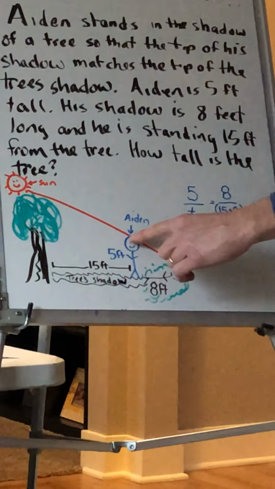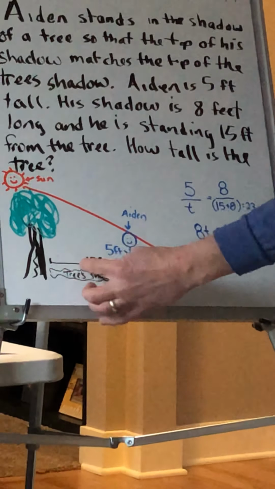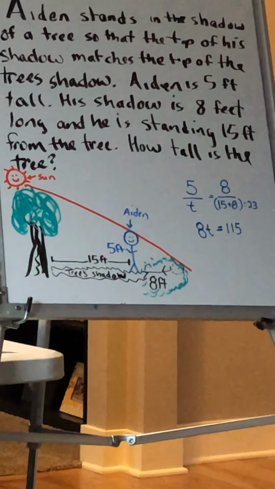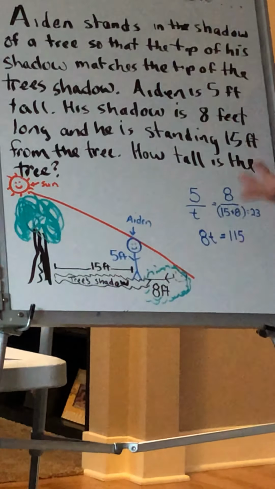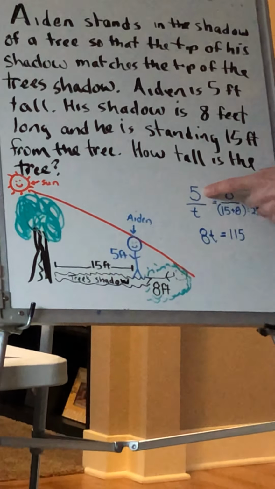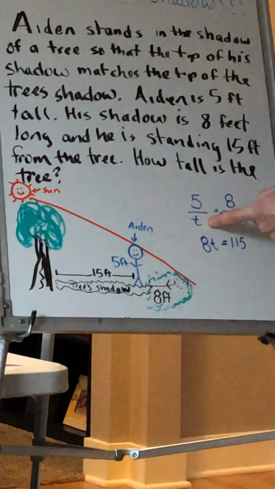It said that the tip of his shadow matched up with the tip of the tree's shadow. So he just kept walking away from the tree until he figured out that his shadow was right at the very end of that shadow. That's how you can measure how tall this tree is in case you want to chop it down. So you still got little over big. I took Aiden from the little triangle, is 5 feet tall. That matches with that height of the tree, so I'm going to put that as T.